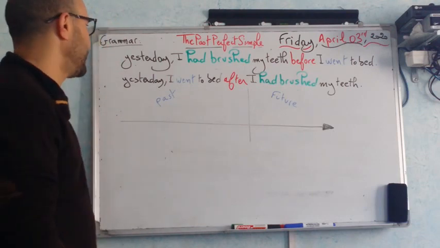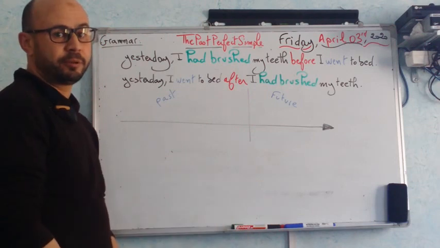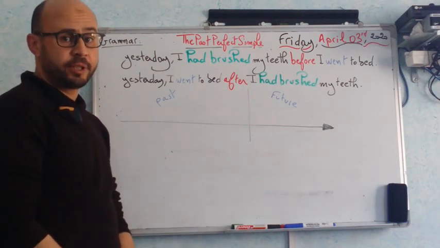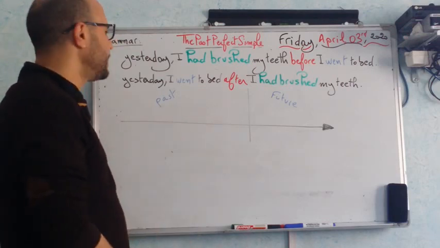Today's lesson, inshallah, is a lesson of grammar. It is about the past perfect simple. And this lesson is for second year baccalaureate students. So let's see the sentence on the whiteboard.